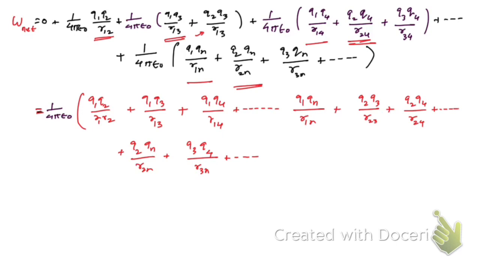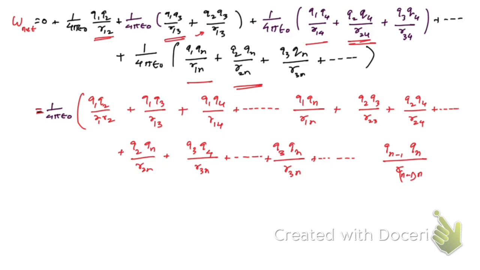Plus so on up to q3 qn by r3n, and so on. When we start with q(n minus 1), the other source should be qn, and here it is r(n minus 1)n. So hope you have understood this.